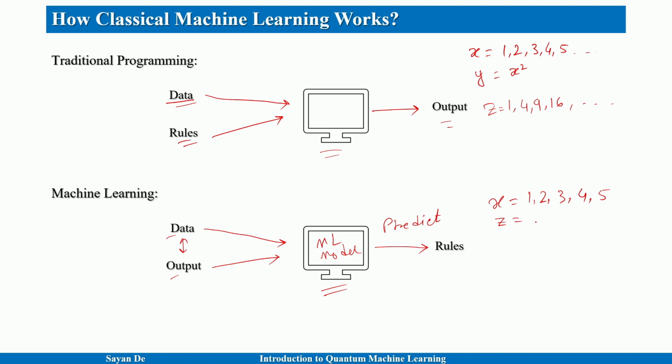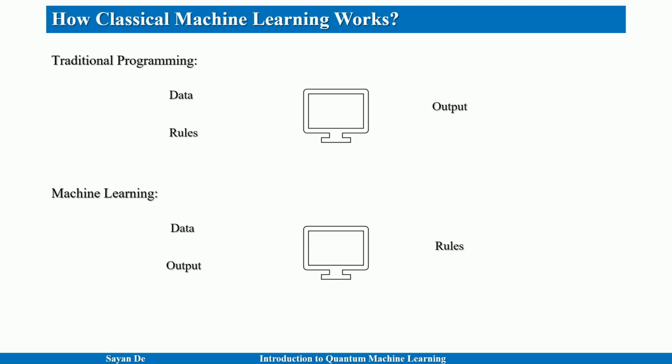Maybe z is the output. 1, 4, 9, 16, 25, like that. So now we are asking this machine learning model or machine learning algorithm to identify the relation between x and z. Maybe the relation or the rule is x square. So these rules need to be identified by the machine learning model. So this is the main task of machine learning.